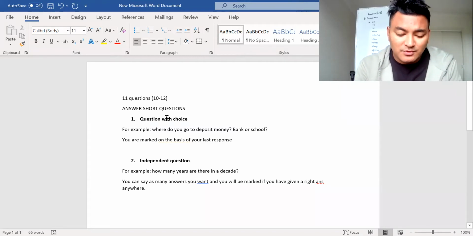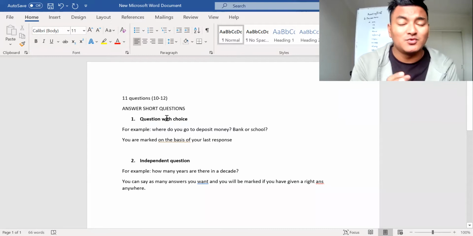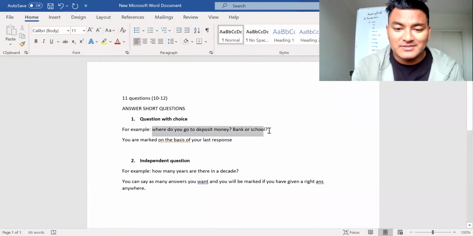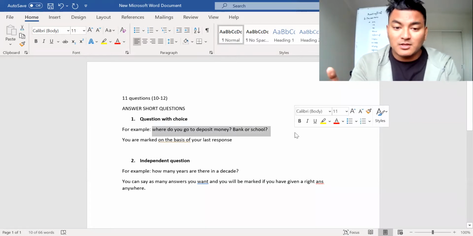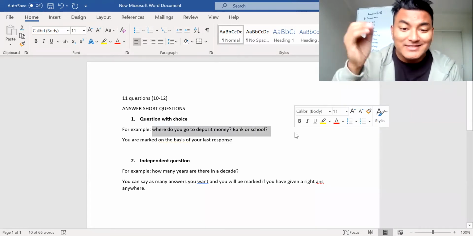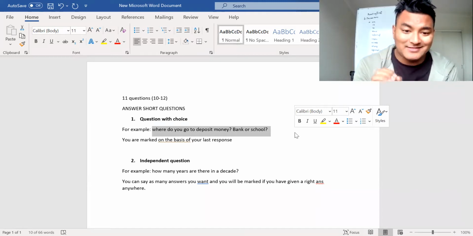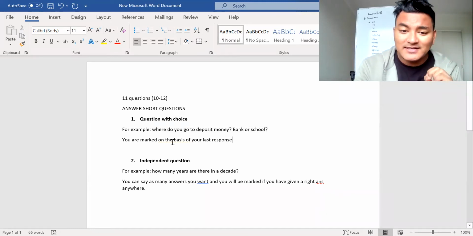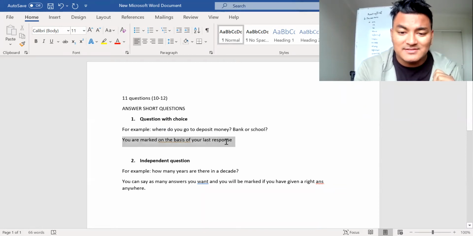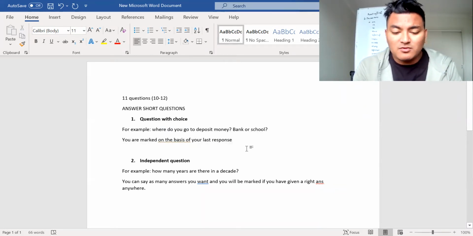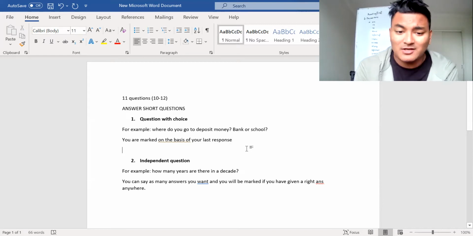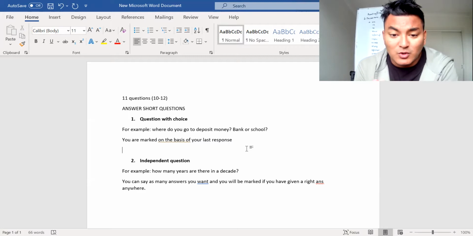Question with choice are those type of questions in which you are given choices in the question. For example, let's say, where do we go to deposit money, bank or school? The question will come like that, and you will have options in the question. What you have to do is select the one option which is right. The marking criteria is that you are marked on the basis of your last response. So no matter how many responses you give, no matter how many times you say your answer, you are marked only on the basis of your last response.